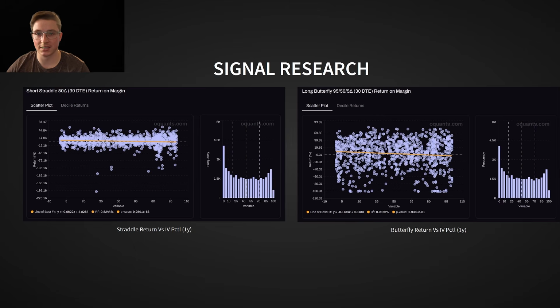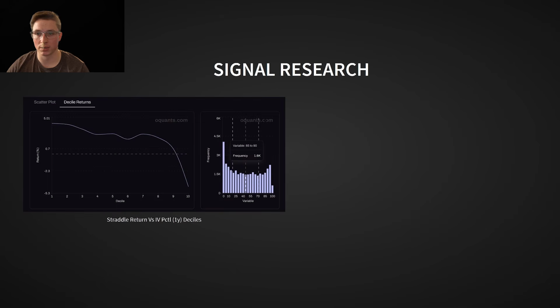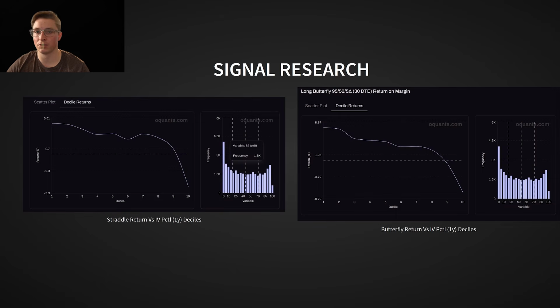When we break the data into deciles, we see that the worst performance and the only consistent negative returns occur when selling in the top 2 deciles, when IV is at its highest. In these cases, long vol trades tend to work better. This flips conventional wisdom on its head, where we're told to always sell high implied volatility.